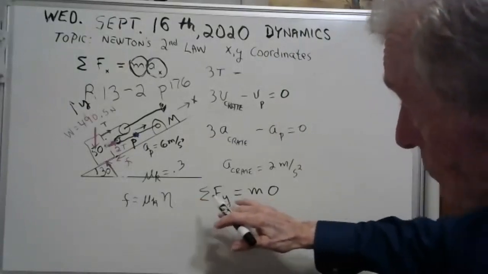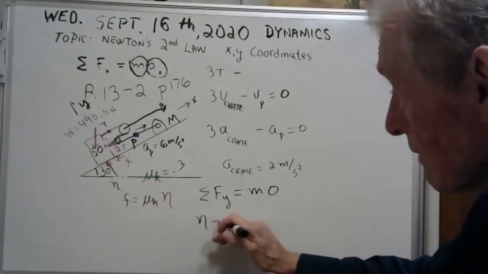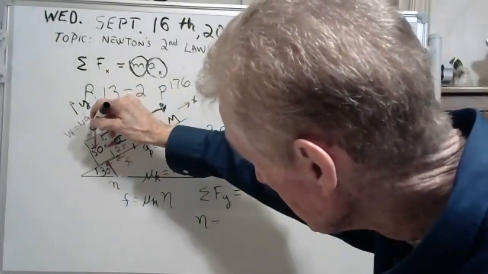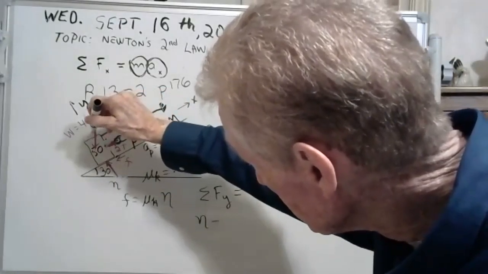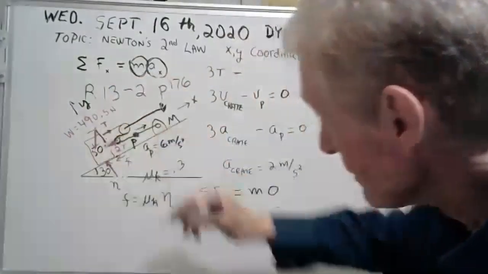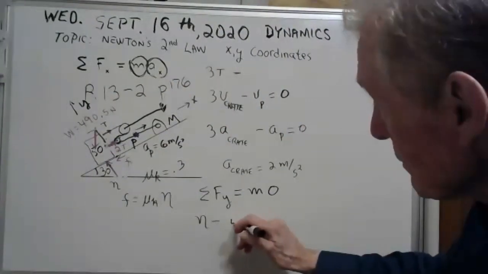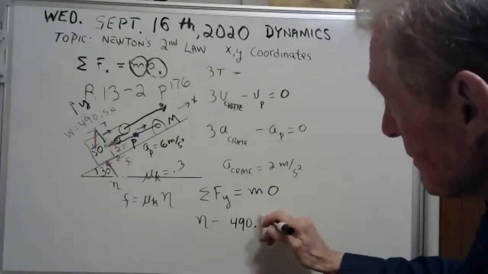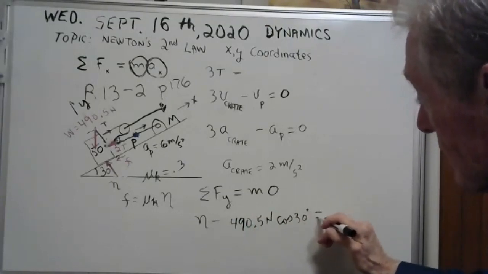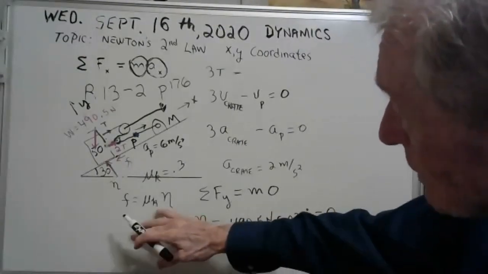So we just write the sum of the forces in the y. And we have this normal. It's in the y. And we have a component. See, this tension has a component. It has a component going down the hill and has a component going perpendicular to the hill. That component is the weight, which is 490.5 newtons cosine of 30 equals 0, so we can get the normal. And once we get the normal, we can find the friction.